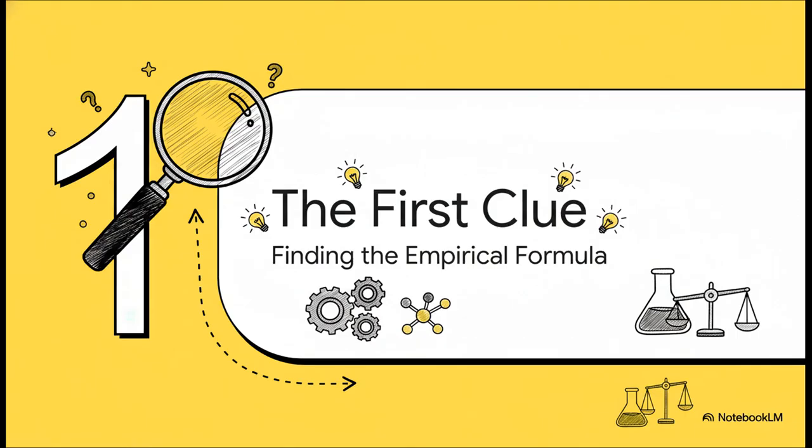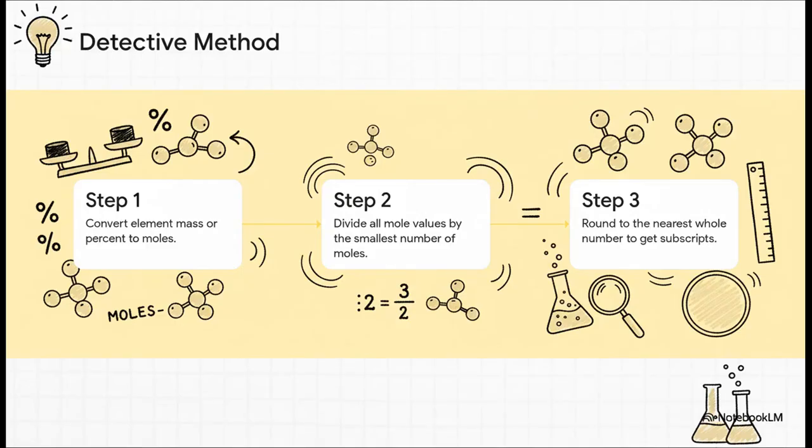Okay, let's get this investigation started. First things first, we've got to find that basic ratio, our first big clue, the empirical formula. This is the foundation for, well, everything that comes next. Our detective method here is a pretty straightforward 3-step process. First, we take the percentage of each element and we convert it into moles. This is absolutely crucial because moles let us compare the number of atoms, not just their weight. Then, we find the simplest ratio between them. And finally, we make sure we're working with whole numbers. So let's see how it works in practice.